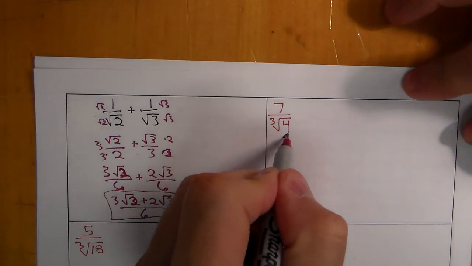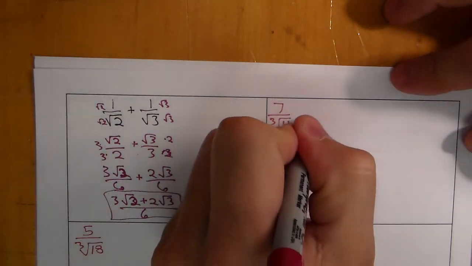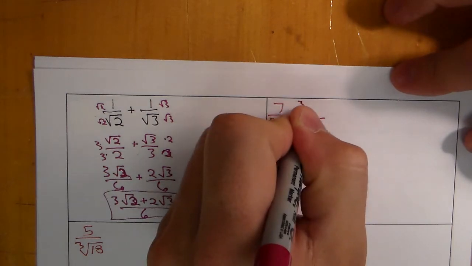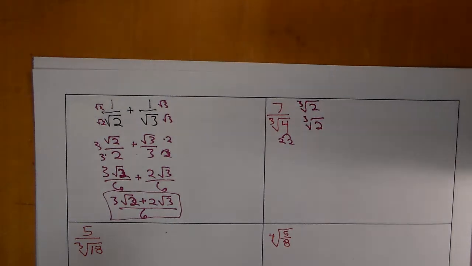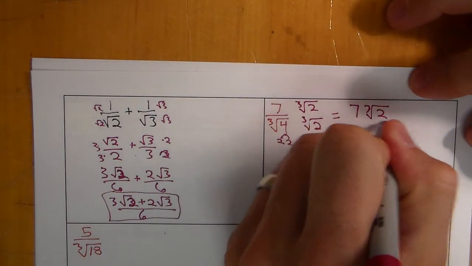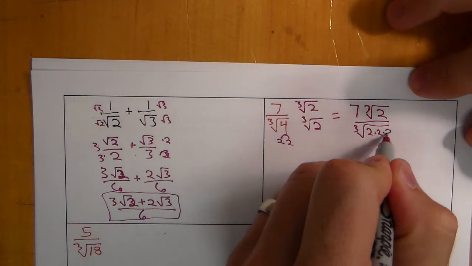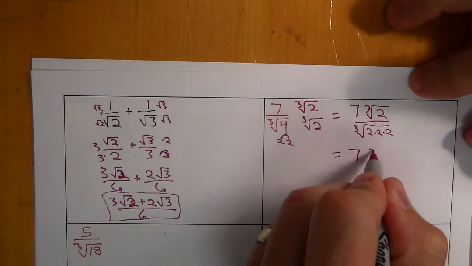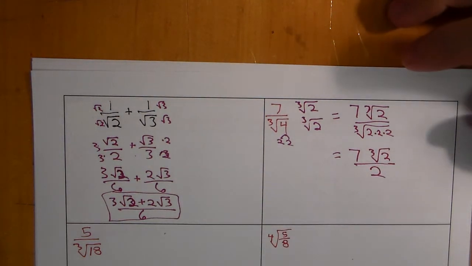4 already has 2 2's in it, so I'm not going to do 2 more 4's to complete the set. I want to find the easiest set possible. So by just multiplying the top and the bottom by 1 more 2, we get 7 cube root 2 over the cube root of 2 times 2 times 2, which becomes 7 cube root 2 over 2. And that's the answer we want to get to.